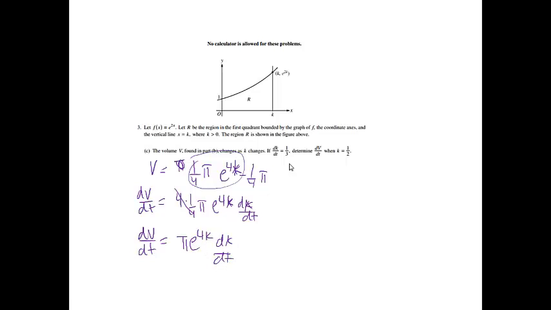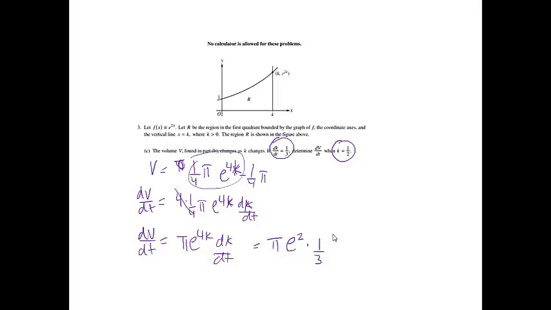And now I'm just going to plug in what they told me. So I know that dk/dt is 1/3, and I know that k is 1/2. So I'm going to get pi e to the 4 times 1/2, which would be 2, times 1/3. I guess I could leave it just like that, or if you wanted me to put the 1/3 out in front, I could do that as well.